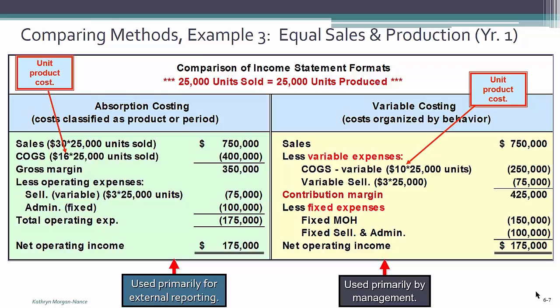Under both methods, all variable and fixed selling and administrative expenses are treated as period expenses. Assuming this company sells all the product it produced, both absorption and variable costing methods produce identical net operating income of $175,000. On the other hand, if the number of units sold in the period differs from the number of units produced, then net operating income will differ between the two methods due to the deferral of fixed manufacturing overhead into inventory. And we'll review that scenario next.